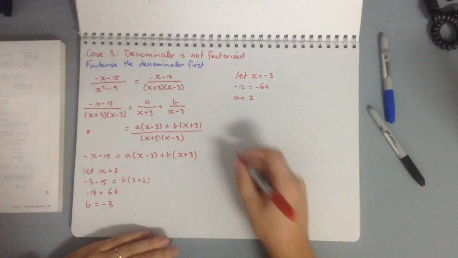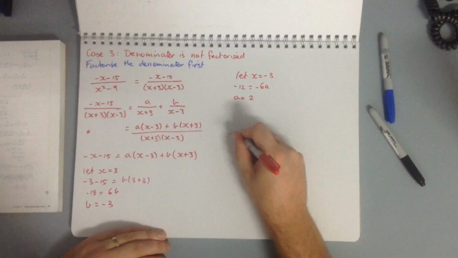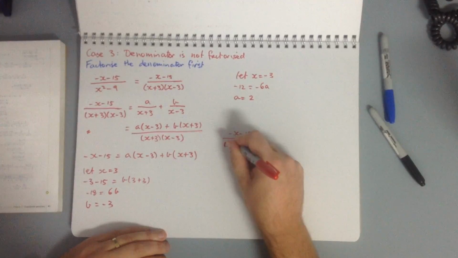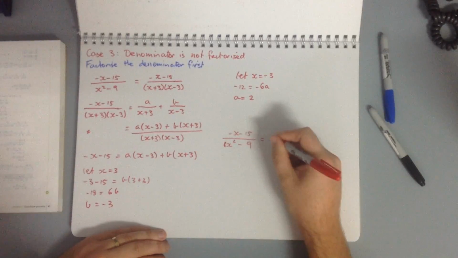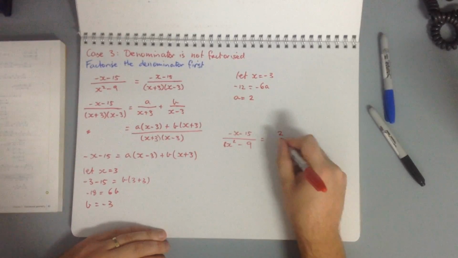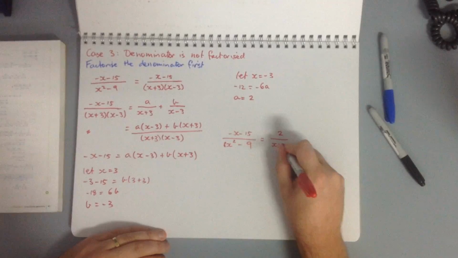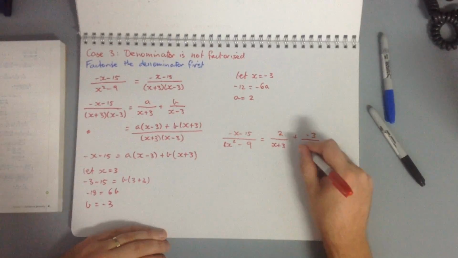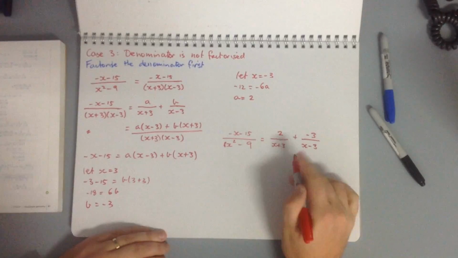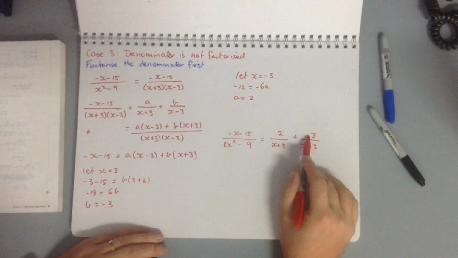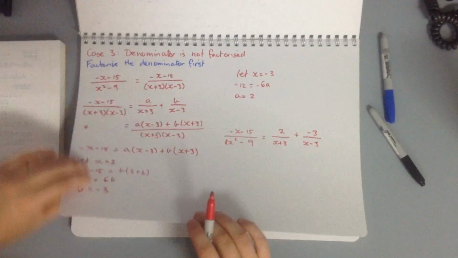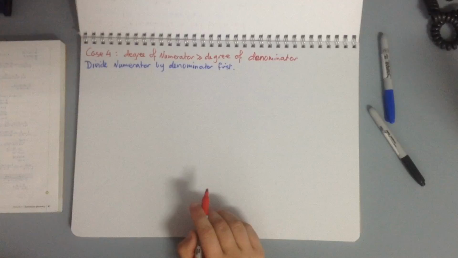So then we can finish it off. We can write minus x take 15 over our original x squared take 9 is equal to 2 over (x plus 3) minus 3 over (x take 3). Again, you could have written that as take away instead of adding negative 3. So we've got one more case to go, and one more with example.